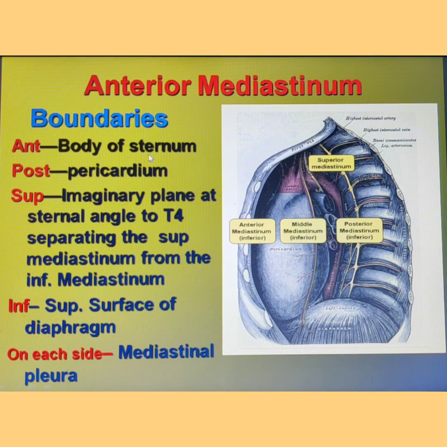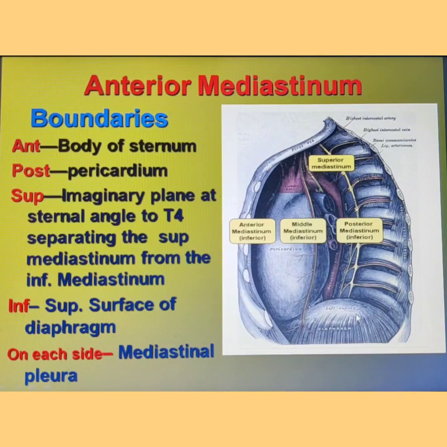Now coming to the subdivisions of inferior mediastinum. Number 1, we have anterior mediastinum. Now what are the boundaries of anterior mediastinum? Anteriorly it is bounded by the body of the sternum, posteriorly by the pericardium, and superiorly by an imaginary plane at the sternal angle up to the lower border of T4, separating superior mediastinum from the inferior mediastinum, and inferiorly it is bounded by the superior surface of the diaphragm.